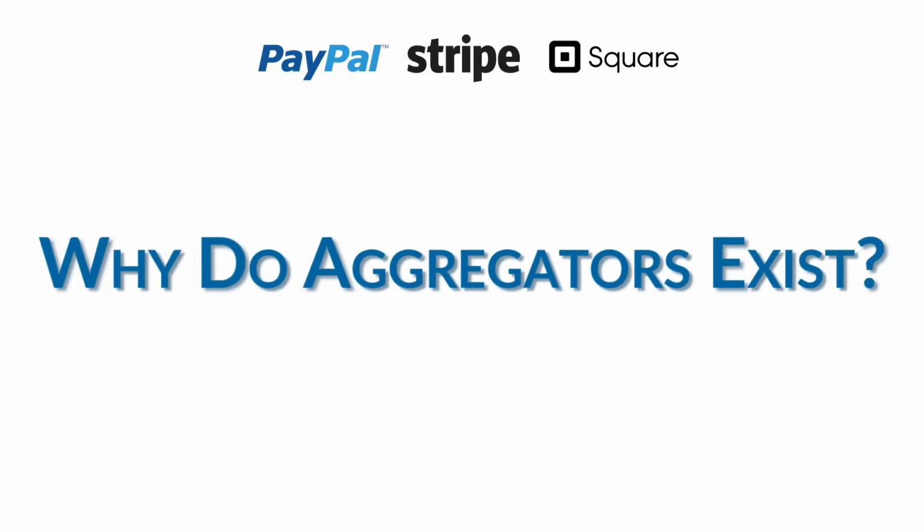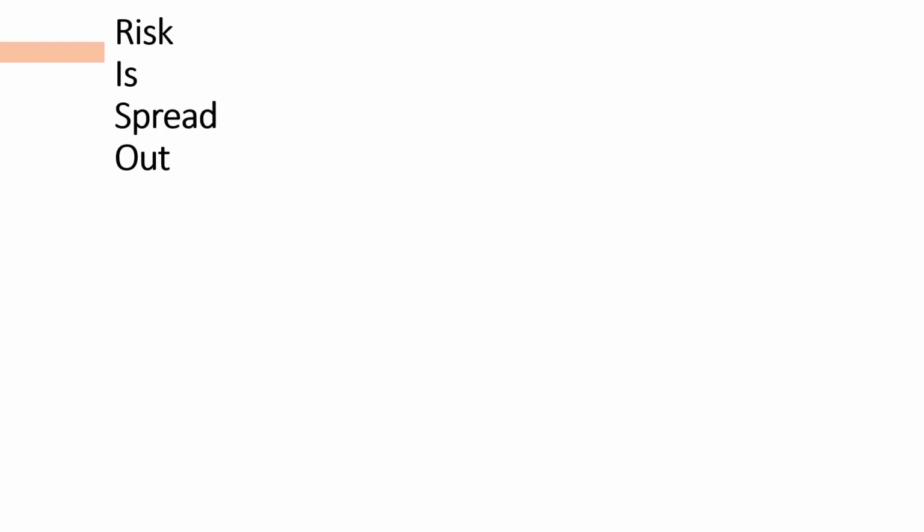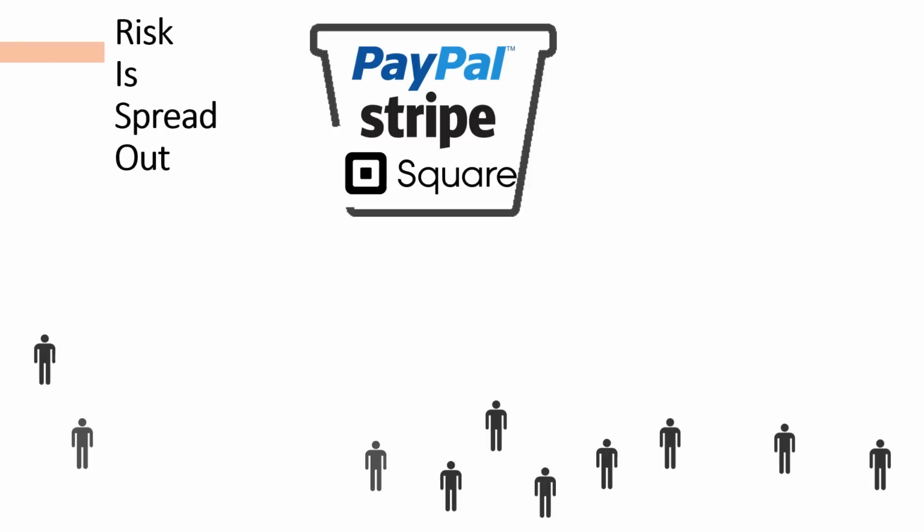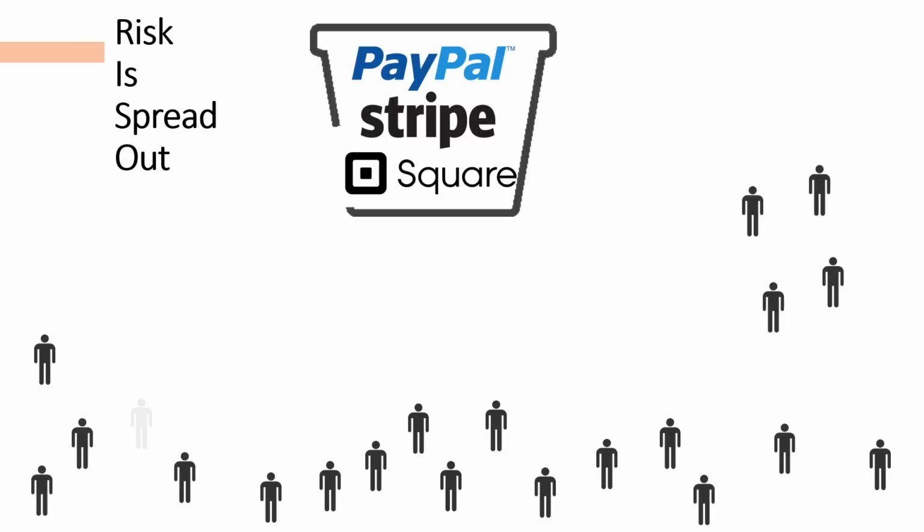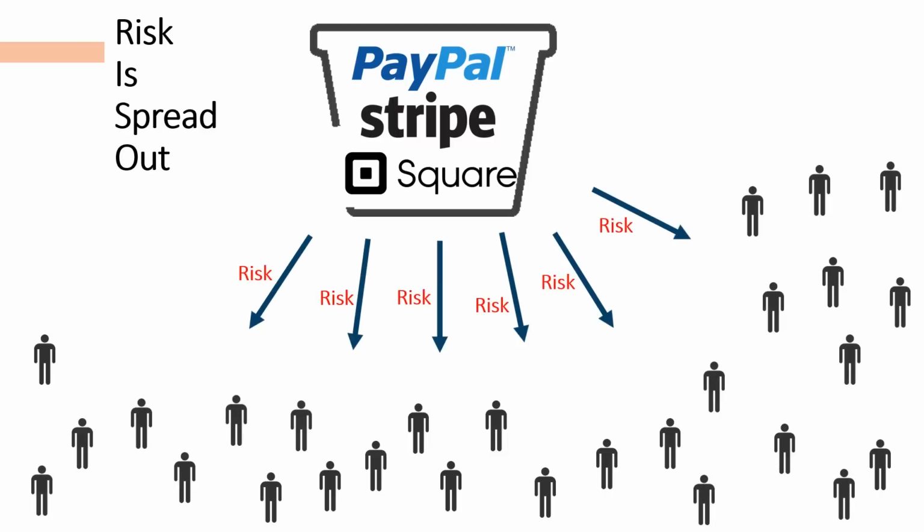So as you can see, it's a very easy and simple process for you, the business owner, and you, the user of the merchant account. And this aggregator model exists because providers can spread risk across many different users of their platform to offset losses like chargebacks and outright fraud.